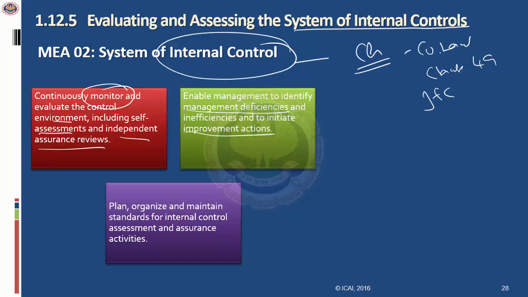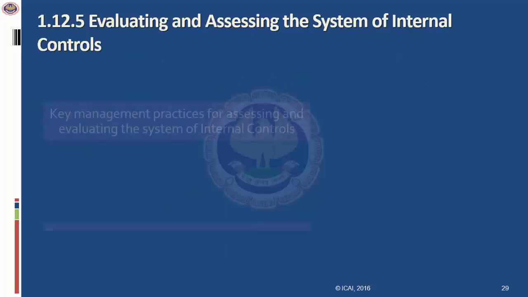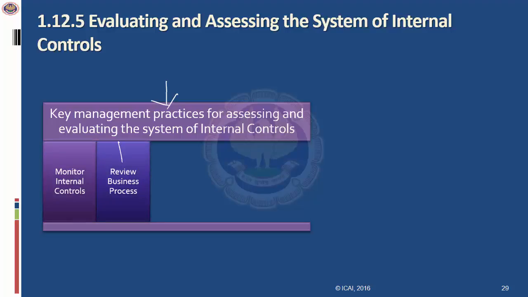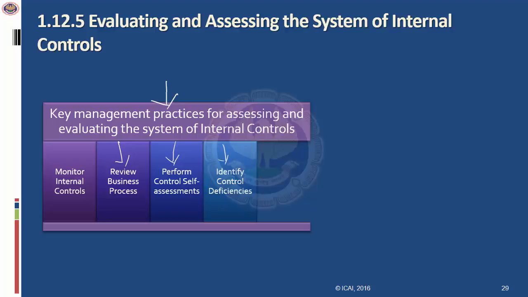You'll also plan, organize, and maintain the standards which are applicable for internal control assessment and for assurance activities. Further, you will identify the key management practices adopted by the organization for internal controls review. This could pertain to monitoring the internal controls and reviewing the business process and how these are implemented. You also see whether they're doing a control self-assessment, to verify by the users themselves whether the controls are implemented, and if there are any weaknesses, identify the control deficiencies and how they rectify them after they're reported or when they find them.